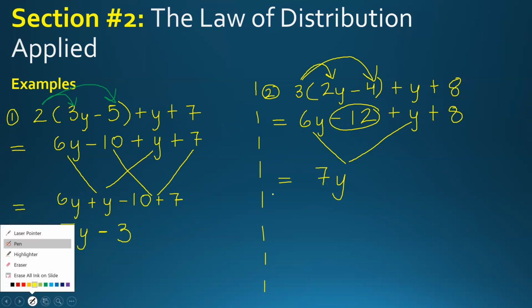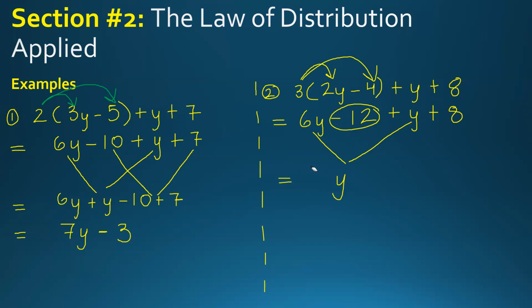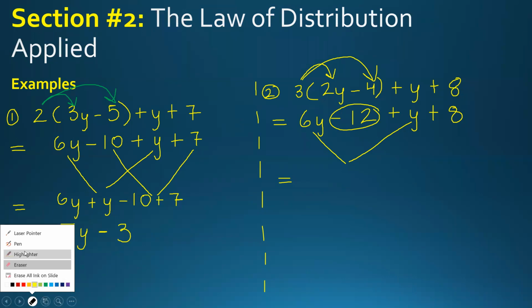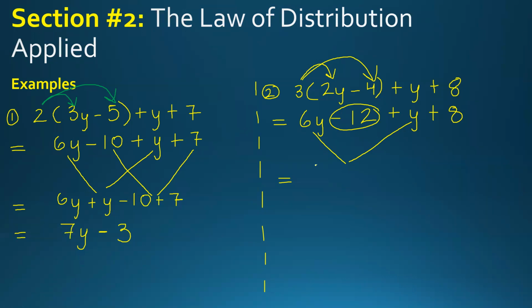So we have 6y plus y minus, we take the negative 12 and the positive 8 and put them together, right? It's going to be minus 12 plus 8. Oh, minus. Minus 12 plus 8. Minus 12.